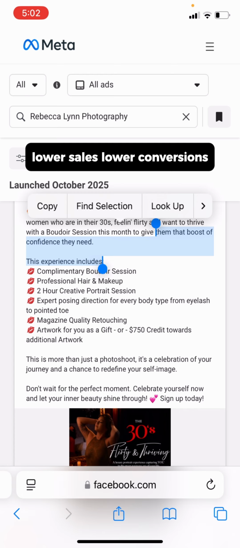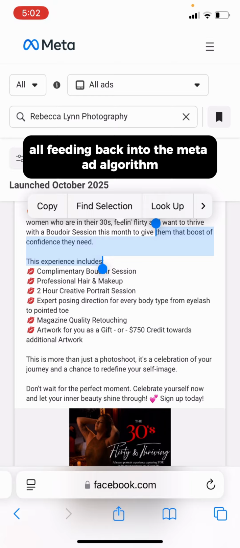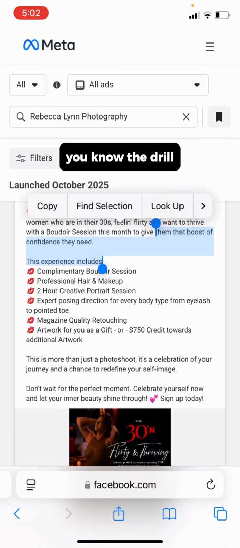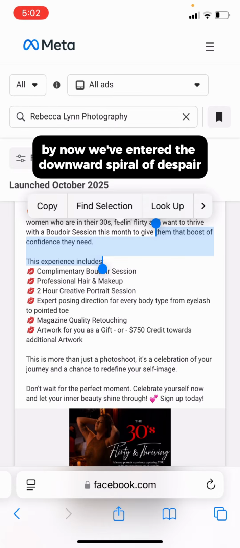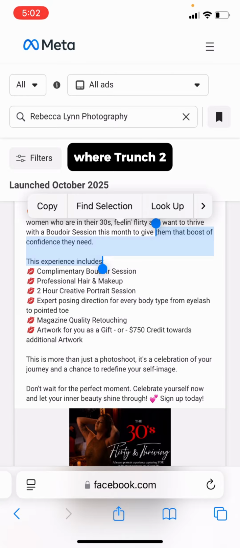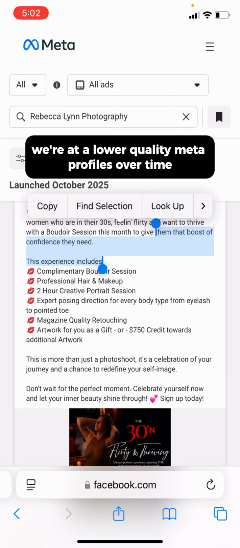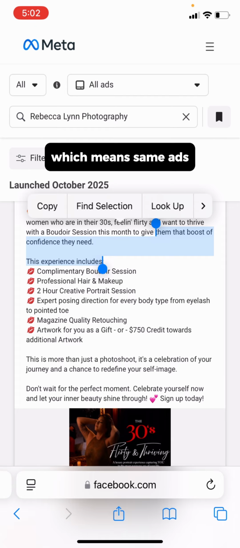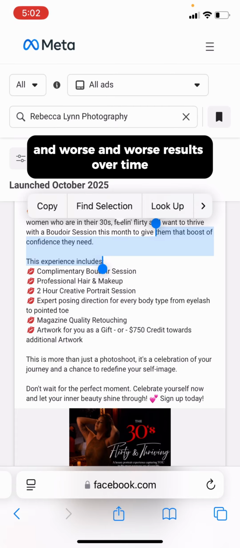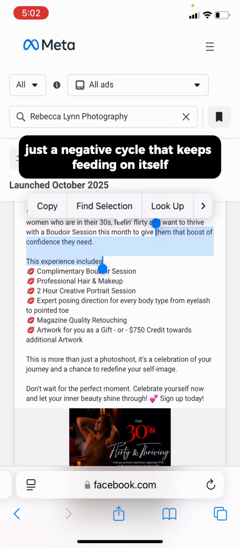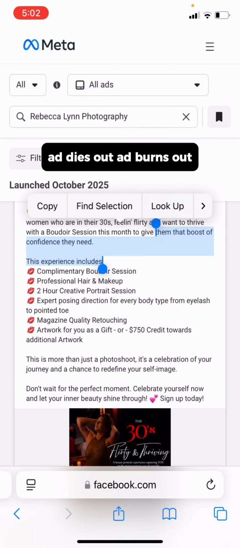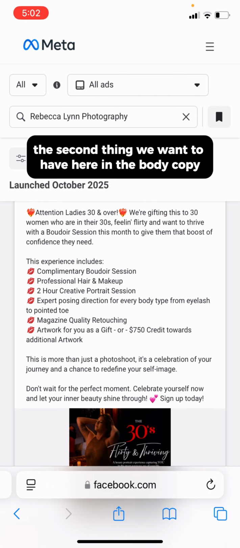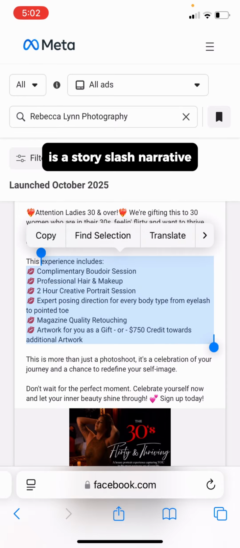Lower sales, lower conversions, lower revenue, lower ROAS, all feeding back into the meta ad algorithm. You know the drill by now. We've entered the downward spiral of despair where tranche 2 will go to lower quality meta profiles over time, which means same ads and worse results over time. Downward spiral of despair, just a negative cycle that keeps feeding on itself. Ad dies out, ad burns out, refresh creative. All right, the second thing we want to have here in the body copy is a story/narrative.